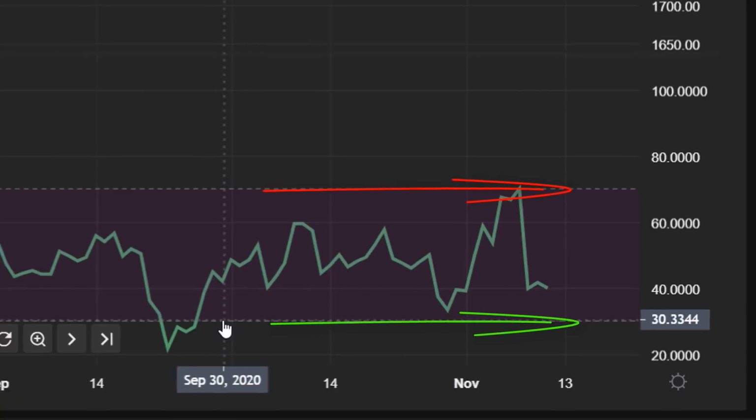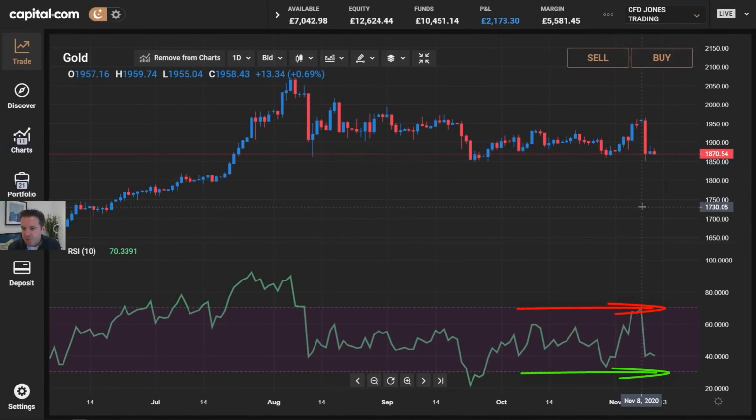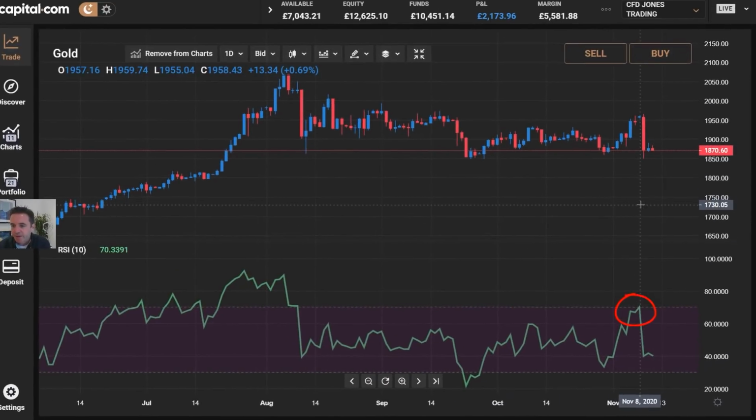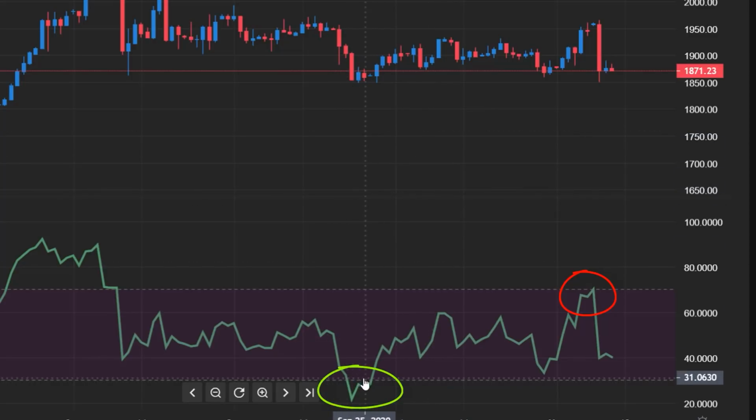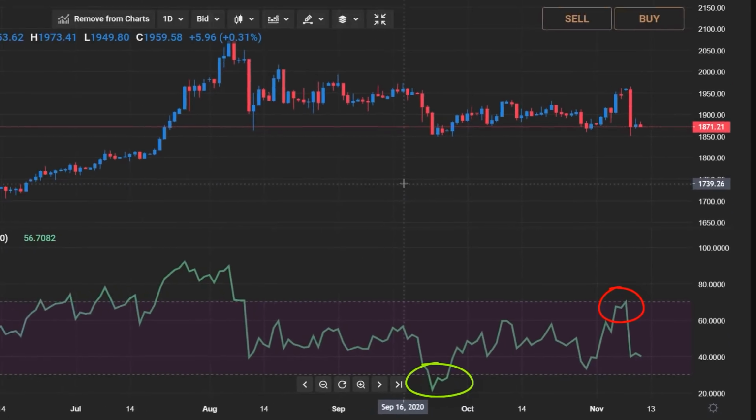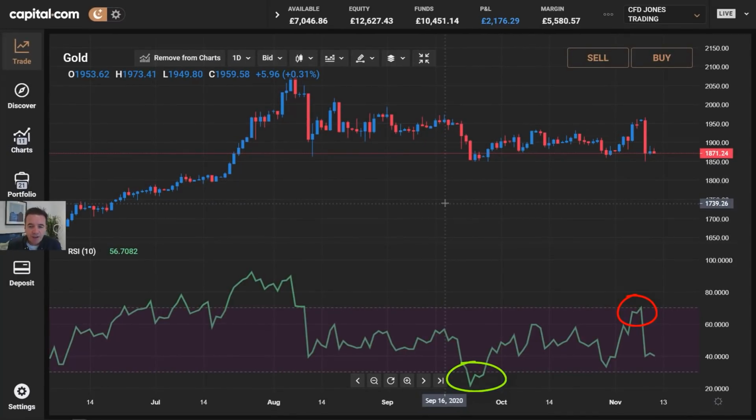If we look at the last couple of signals on gold, it did spike very briefly. November the 8th, spiked up to overbought. And of course, the market has sold off since then. And if we go back to September, we can see the RSI was oversold for a few days. And it did mark a short-term bottom for the market. So it's done a pretty good job there in signaling the turning points.